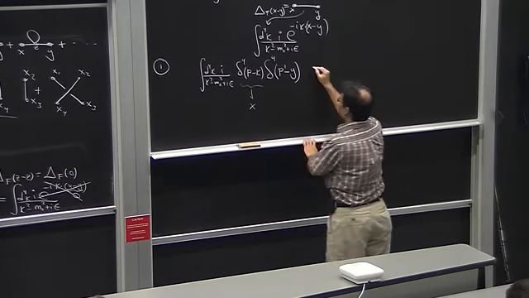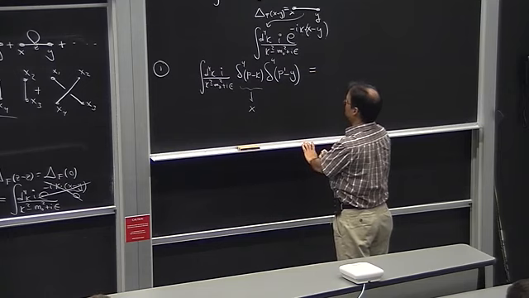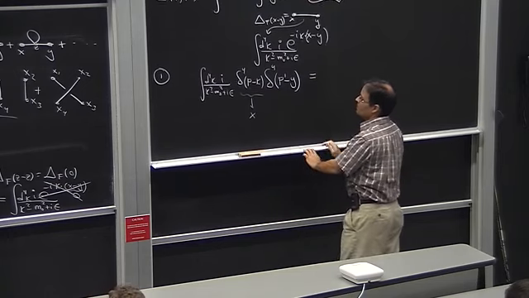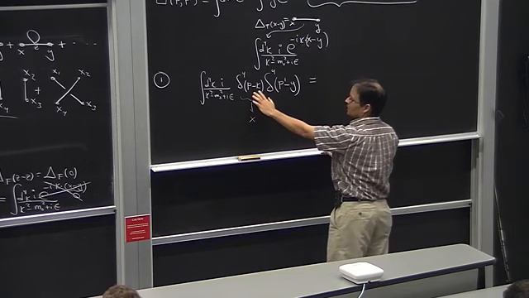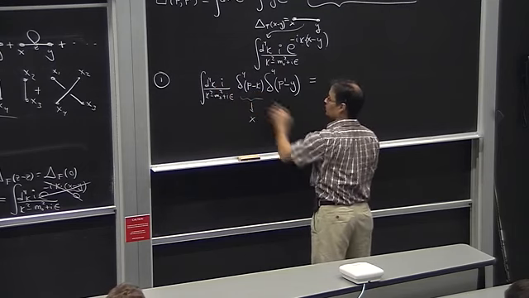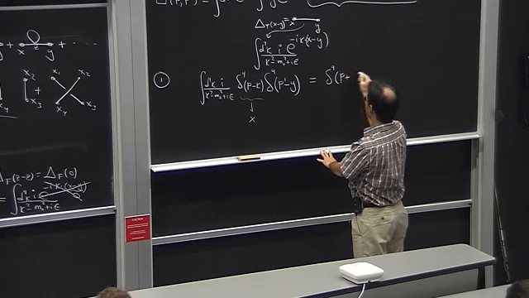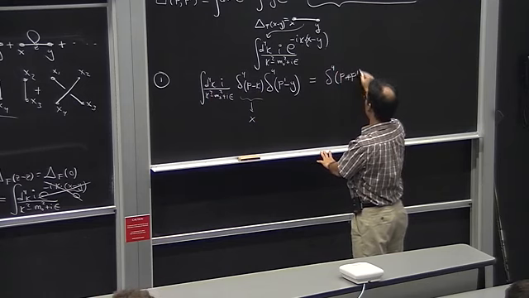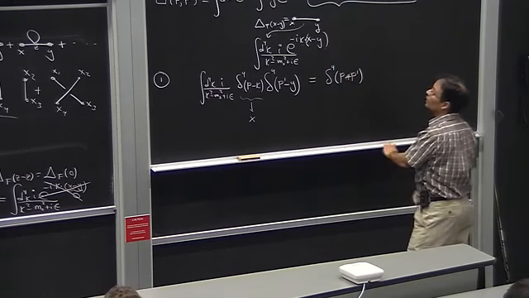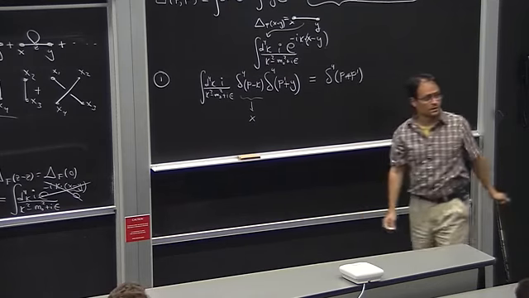And that's our answer. It looks pretty good because, first of all, we can carry out the k integration using one of the delta functions, and we get an overall delta function of p plus p prime. Yes, thank you, there is a sign. Sorry.